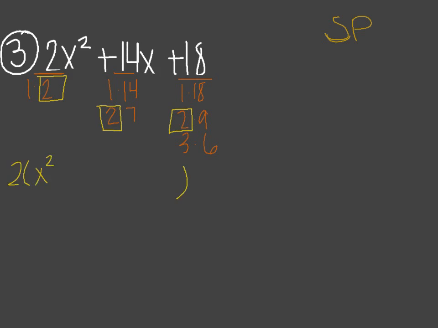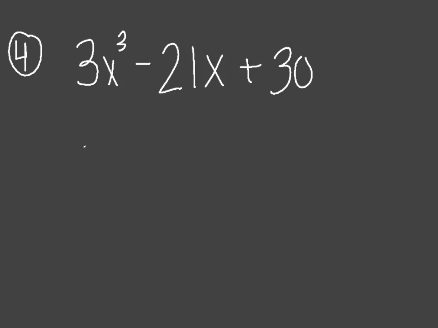I have x squared, drop down my plus. I already took out my 2. What's with my 2 to make a 14 is a 7x. Drop down my plus. I already took out my 2. In order to make 18, I have to put a 9 there. Now I know that what's inside my parentheses is a sum and product. So what I need to do, let's actually skip over this one, because this one does not work out nice. Okay, let's go to this one.